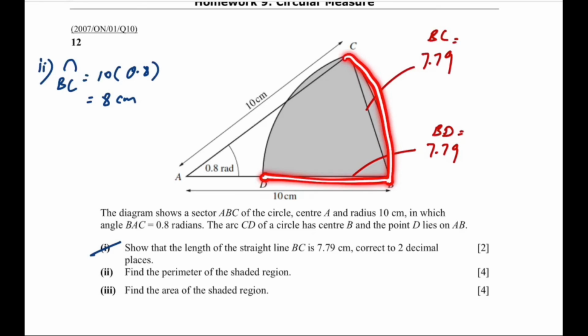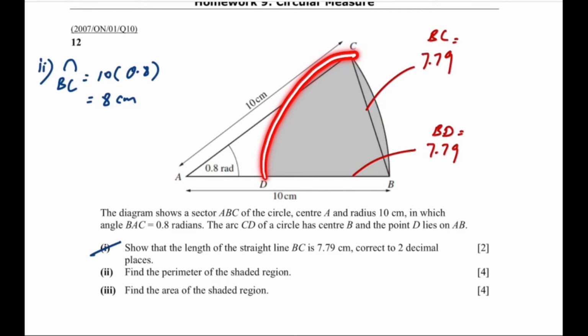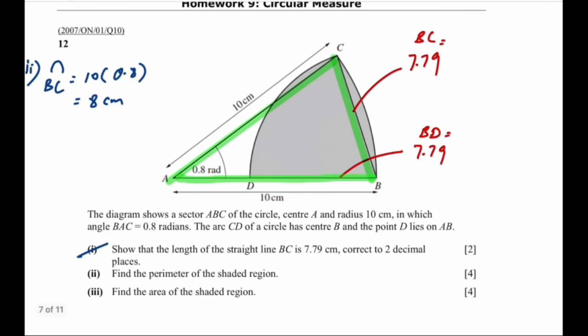This is 7.79. So we need to know the arc, and to know this we need the angle here. We have to use a triangle again, this triangle. To find the angle here, let's call it theta. The opposite side is 10 cm.